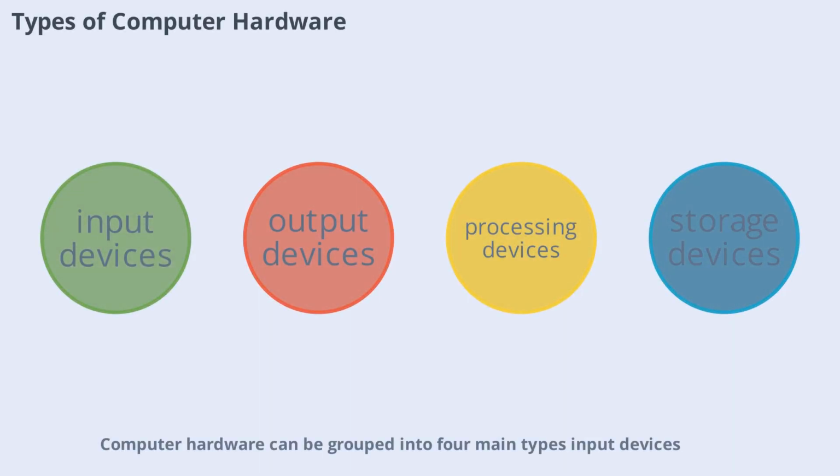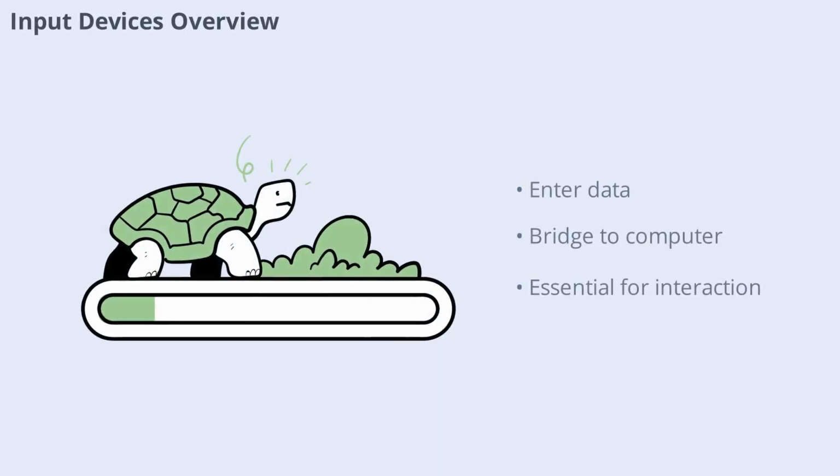Computer hardware can be grouped into 4 main types: input devices, output devices, processing devices, and storage devices. Each type has a specific function and is essential for the overall operation of the computer. Understanding these categories will help you identify the role of each hardware component and how they contribute to your daily computing experience. Let's start with input devices.